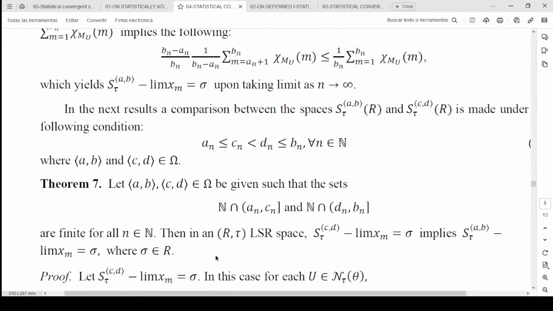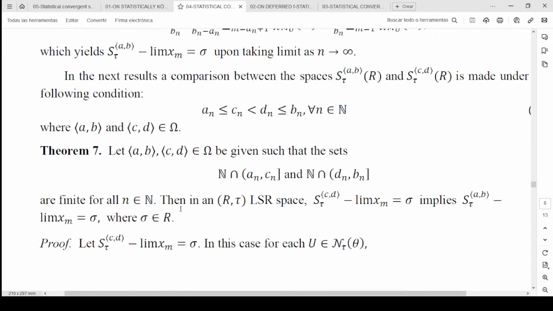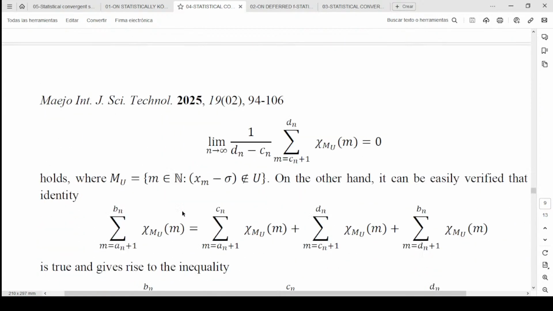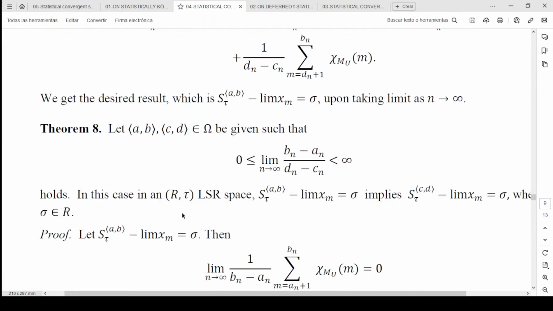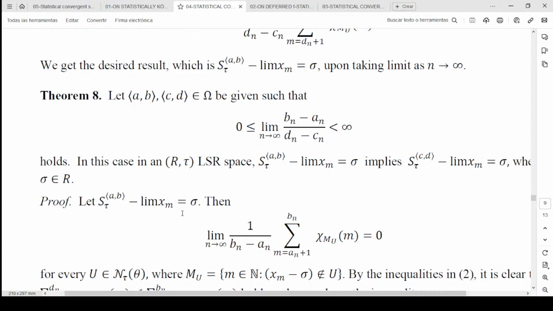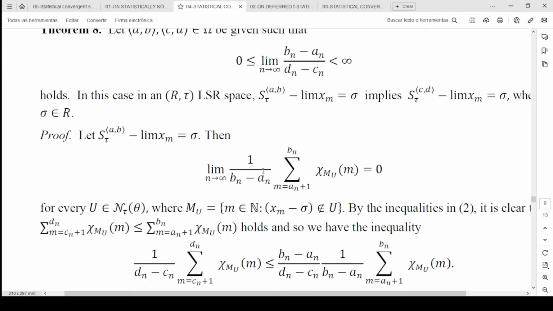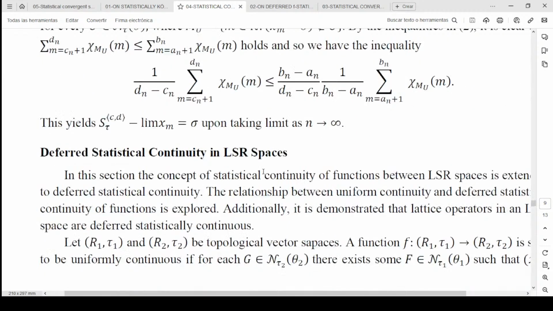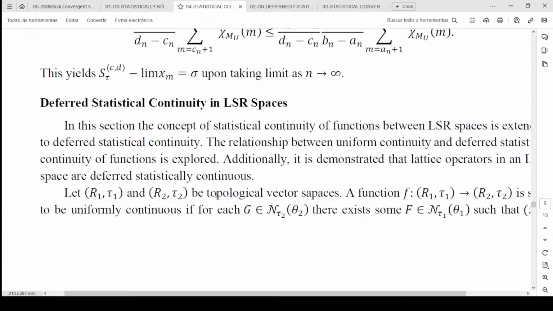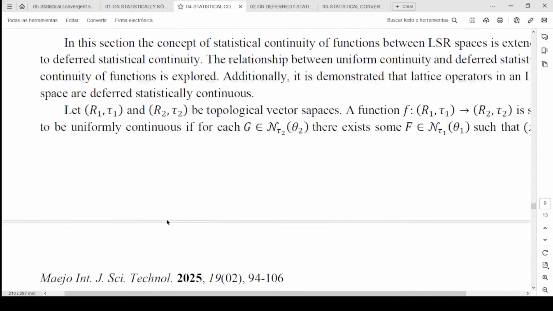So we give some additional results with different pairs of deferred sequences, and we continue doing that under some different conditions. And in the last part, we extend the idea of continuity to deferred statistical continuity in locally solid Riesz spaces.